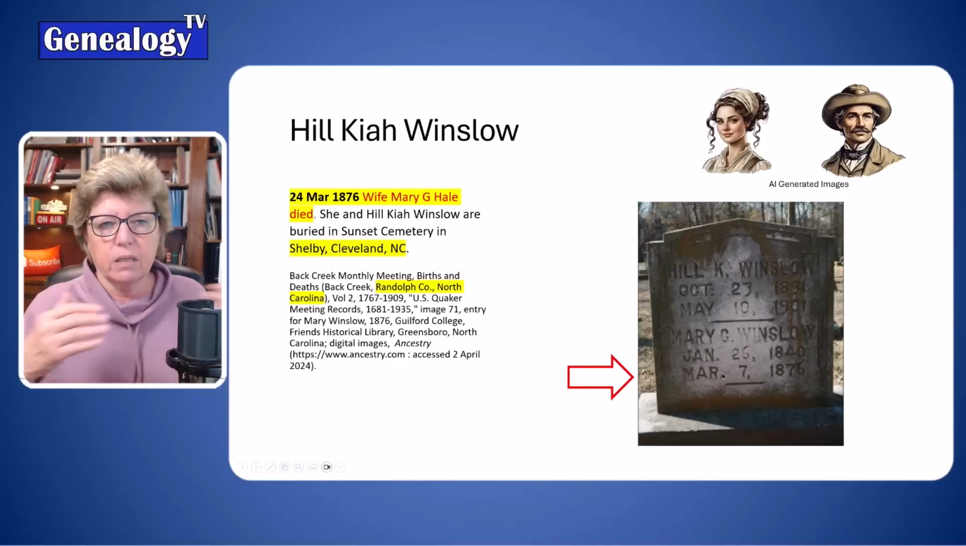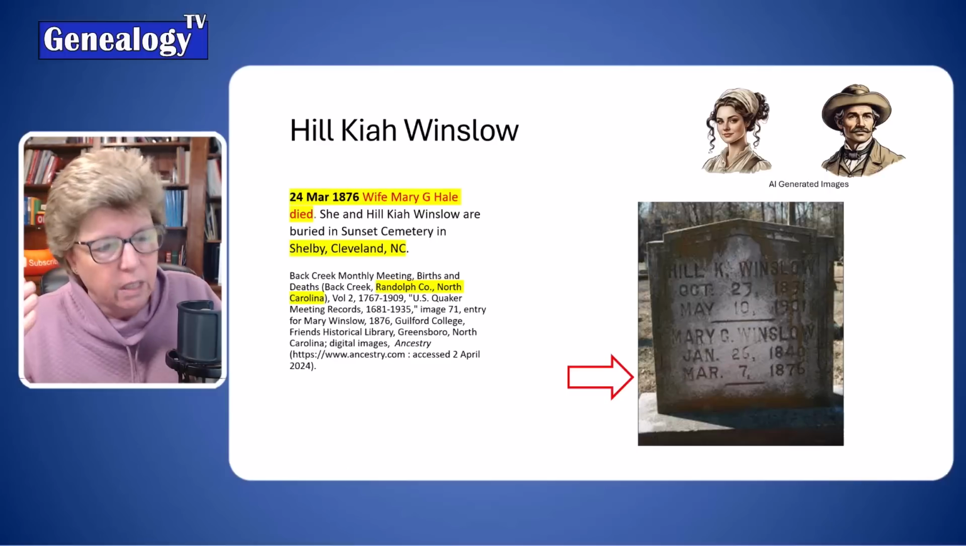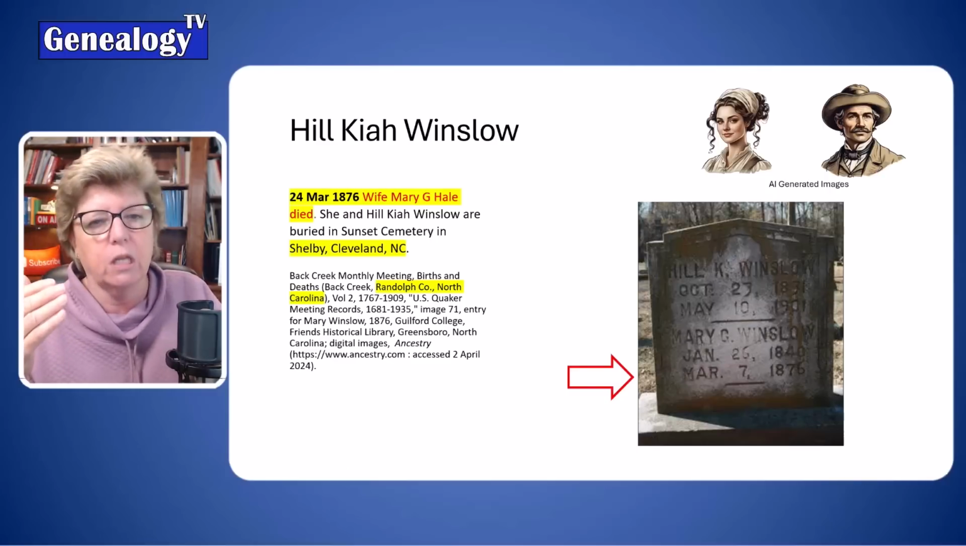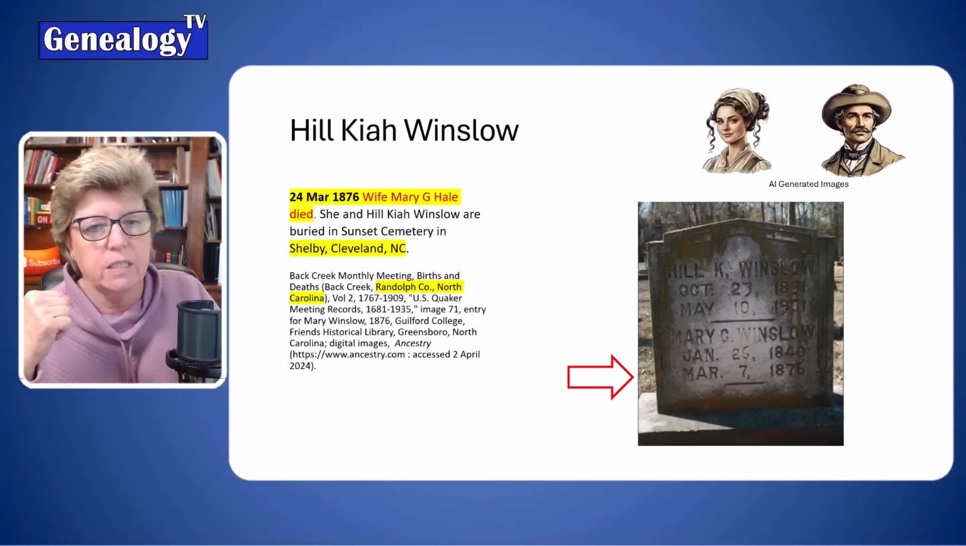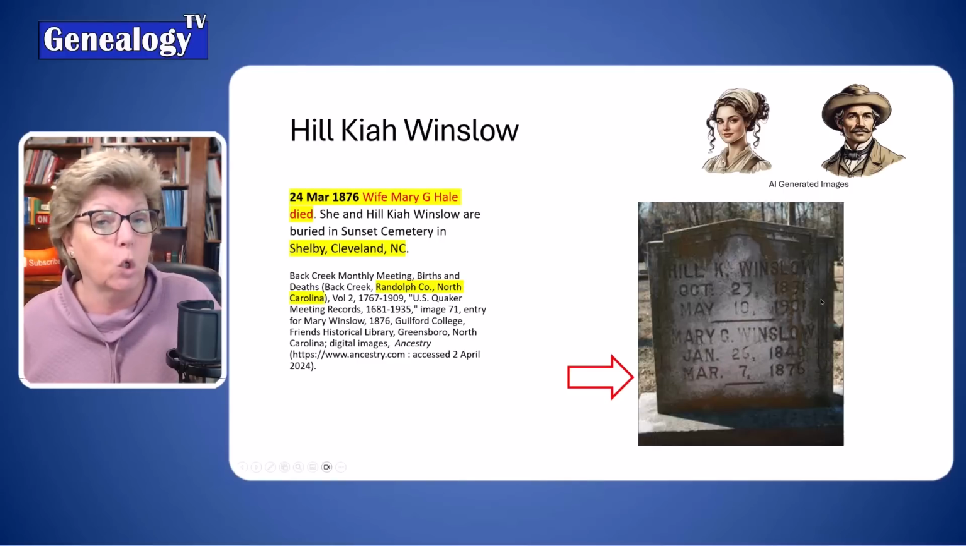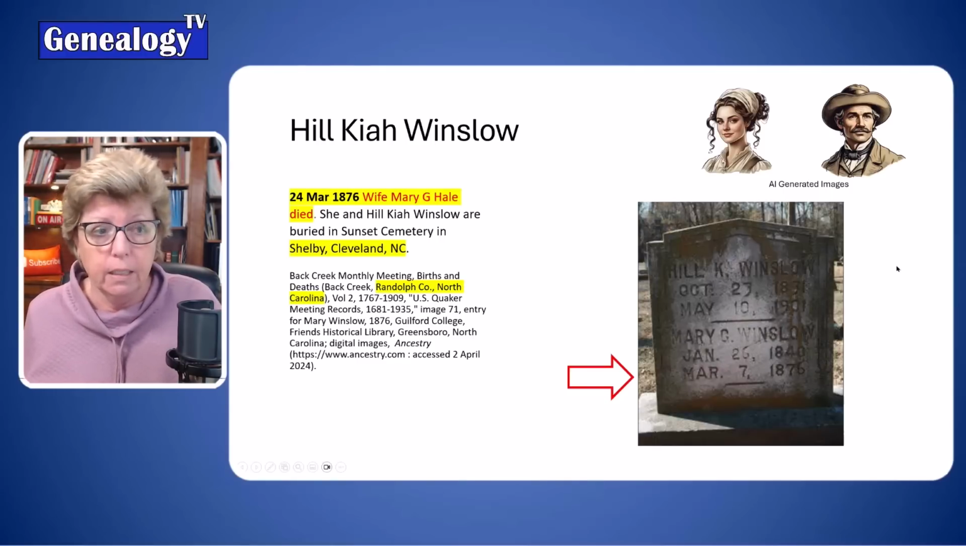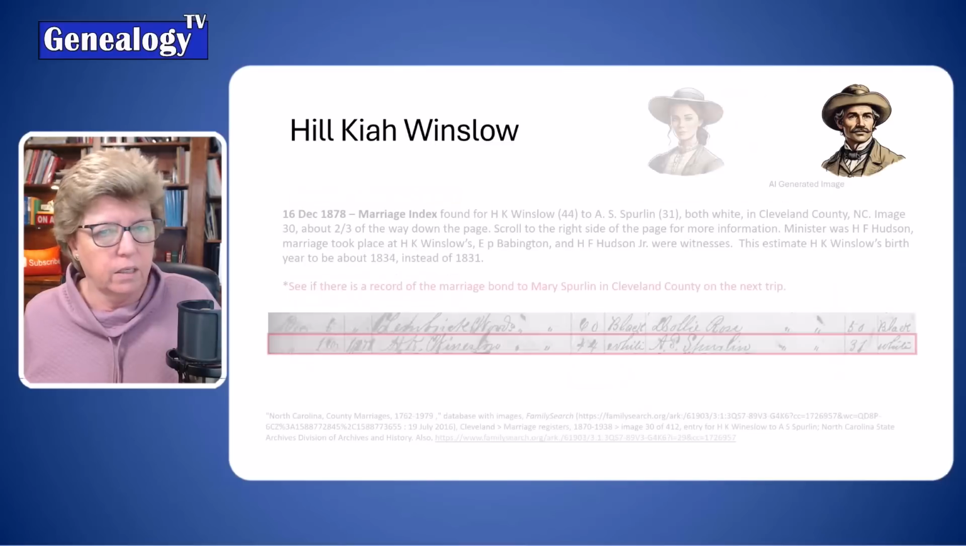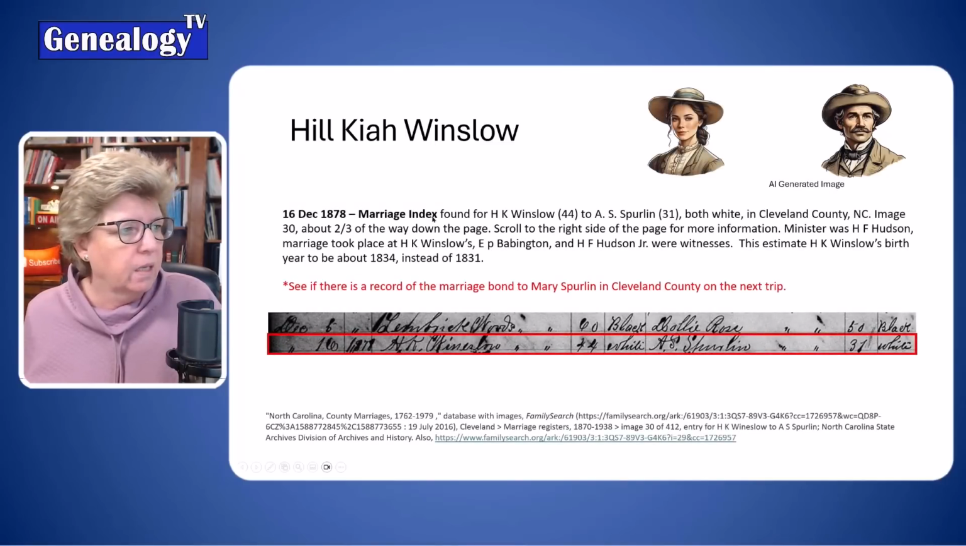So let's think about this. This is why research notes are so great. We start thinking in chronological order. She dies in 1876. If you notice on this tombstone, he doesn't die till 1901. And this cemetery is in Cleveland County, North Carolina. Well, how on earth did they get from Randolph County to Cleveland County? All right, stick with me for a minute.